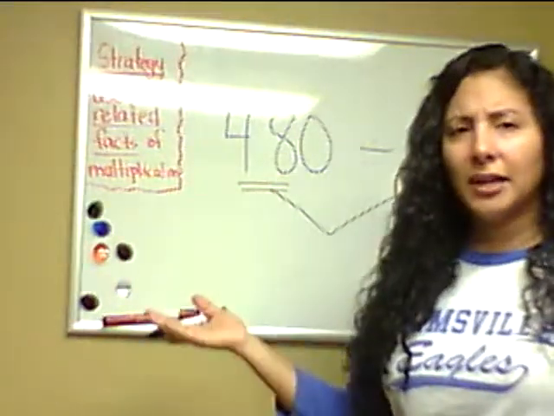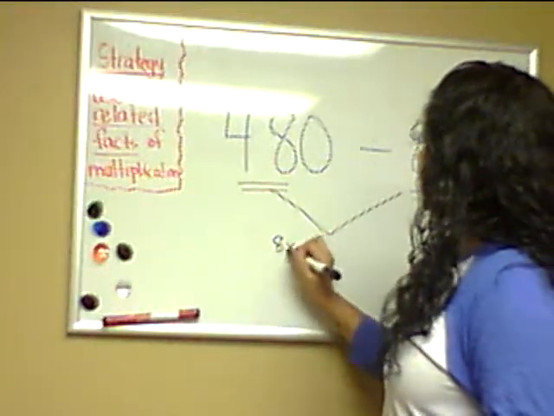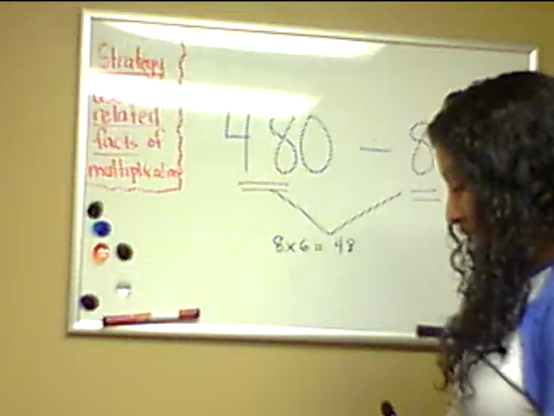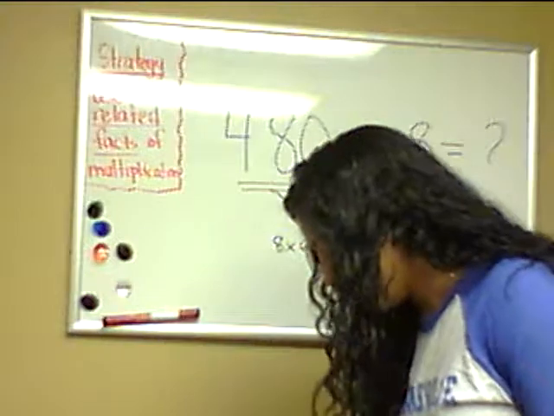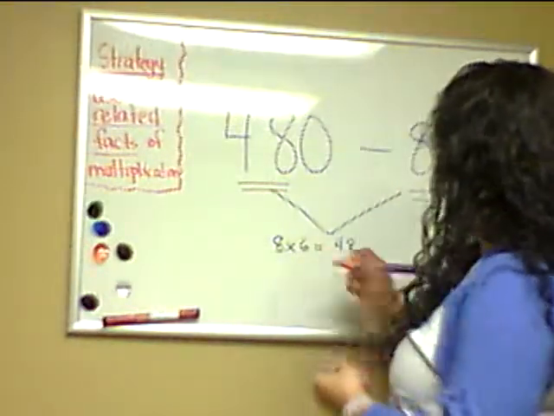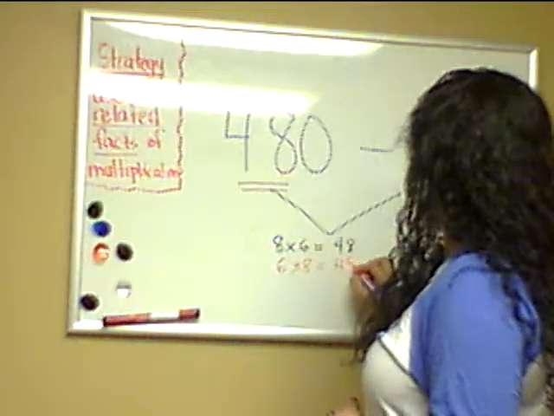Draw your carrot stick. Think of your multiplication related facts. Well, we know that 8 times 6 equals 48. We also know that 6 times 8 equals 48.